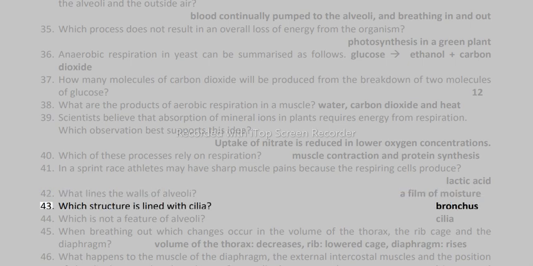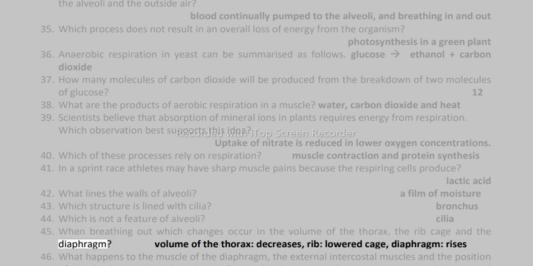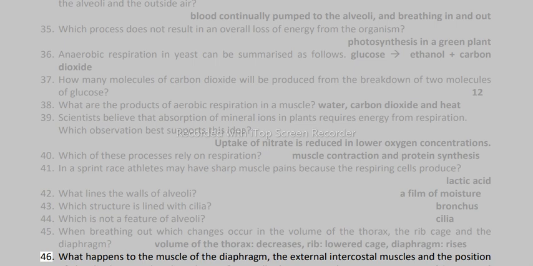A film of moisture. 43. Which structure is lined with cilia? Bronchus. 44. Which is not a feature of alveoli? Cilia. 45. When breathing out, which changes occur in the volume of the thorax, the rib cage and the diaphragm? Volume of the thorax decreases, rib cage lowered, diaphragm rises.